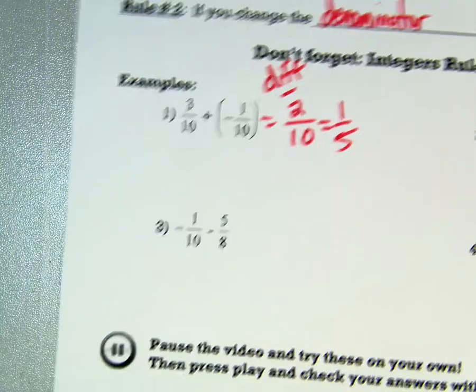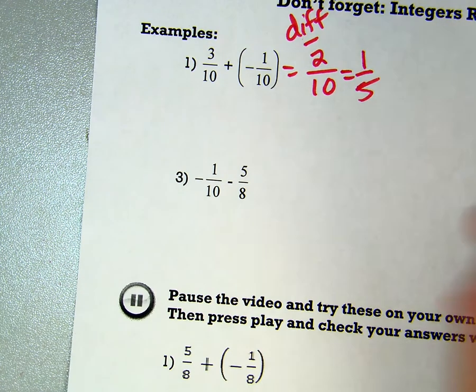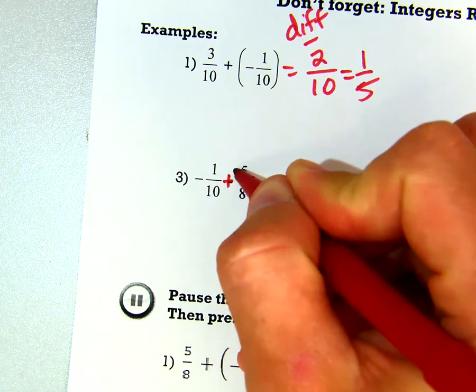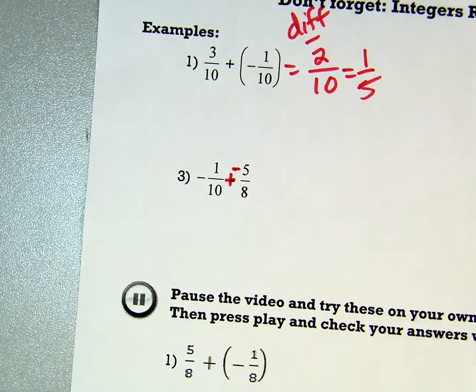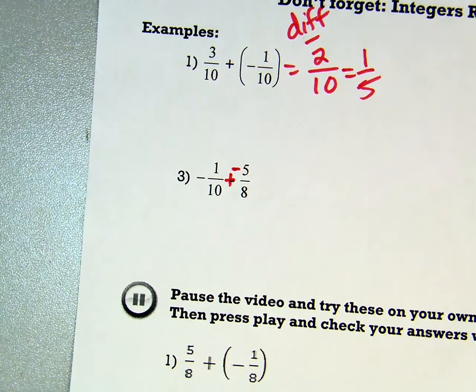Right, number 3 here. I notice that it's a subtraction problem here. So I need to go ahead and change my subtraction to adding the opposite. So I now have a negative 1/10 plus negative 5/8. I do not have a common denominator, so I need to change that first. Looks like 40 should be a common denominator.